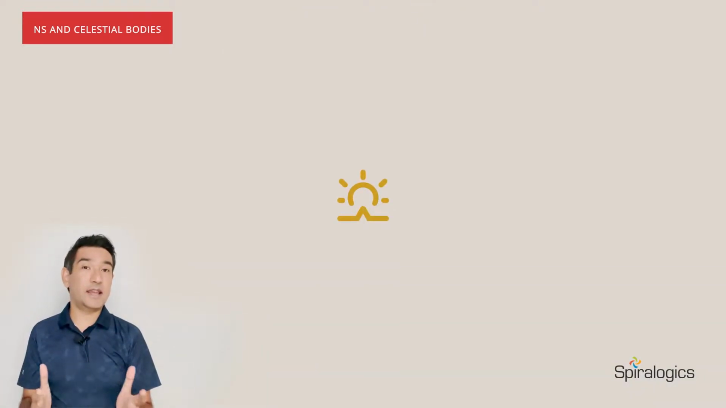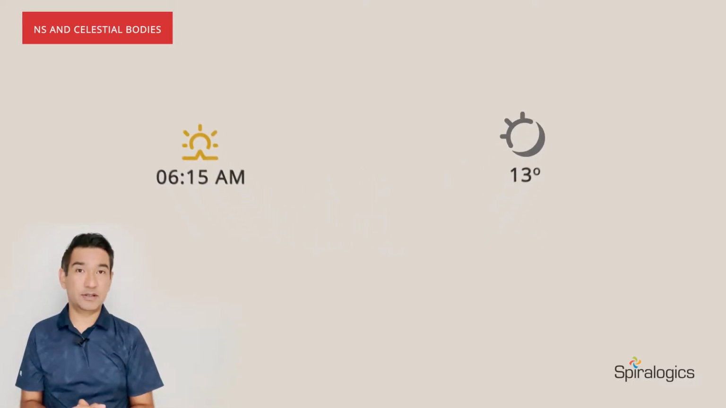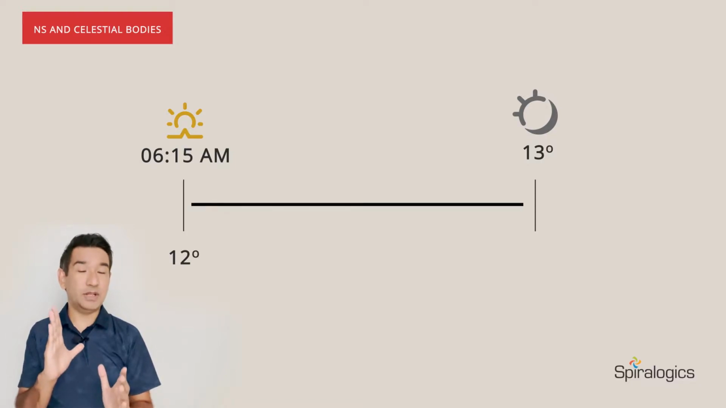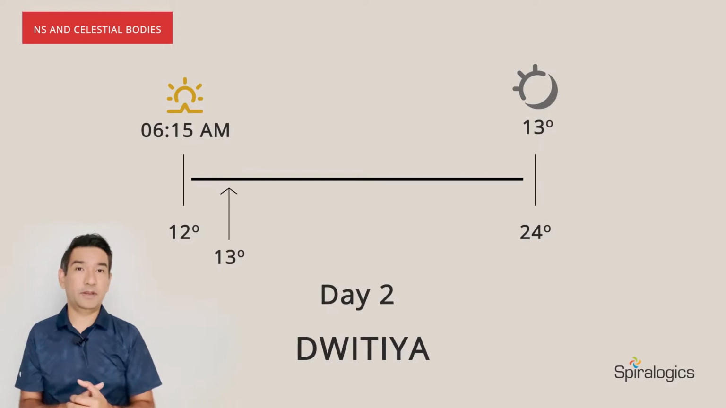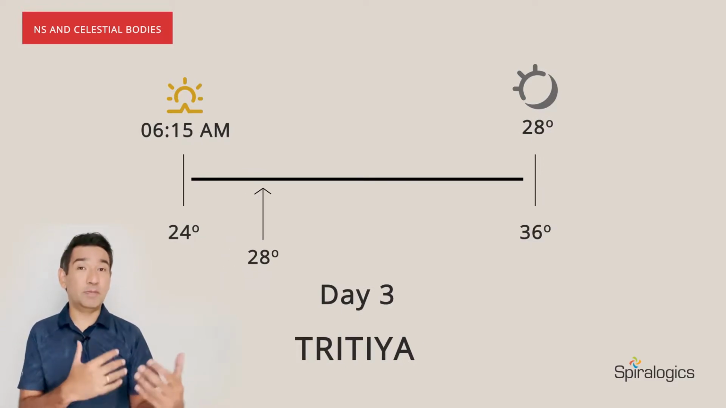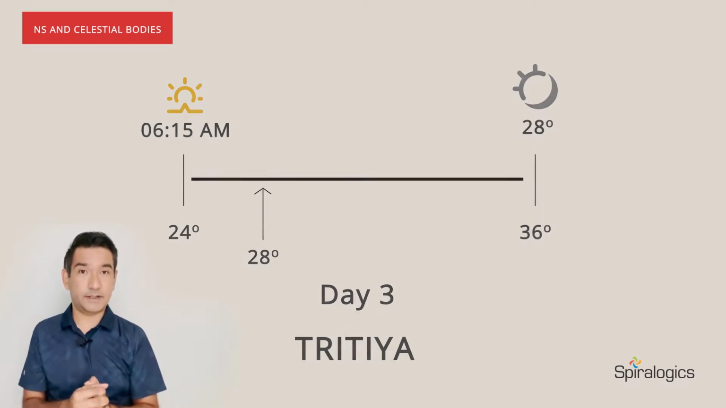For example, at the time of the sunrise, let's say at 6:15 a.m. in the morning, the lunar phase angle is at 13 degrees. Then we know that it falls between 12 and 24, making it day 2 or Dvitiya. If it was 28, it would be day 3 because it falls between 24 and 36.